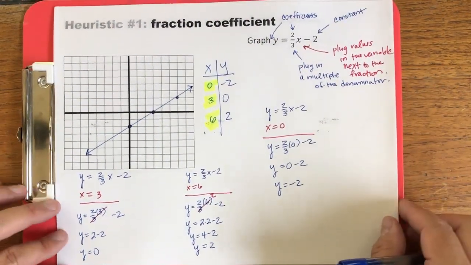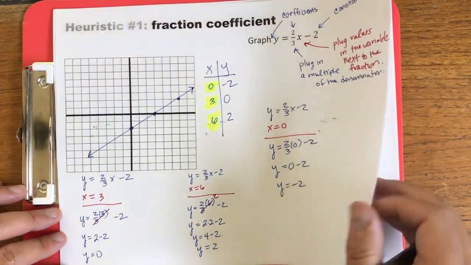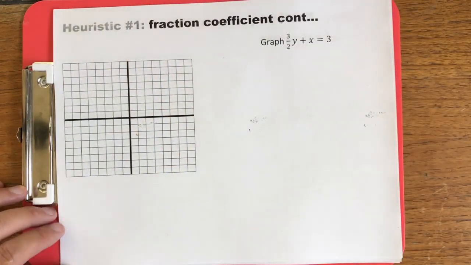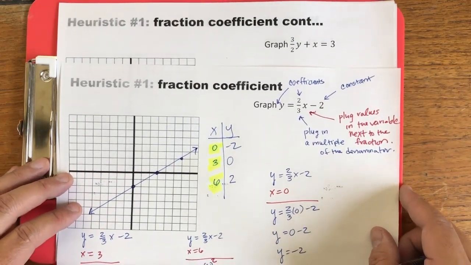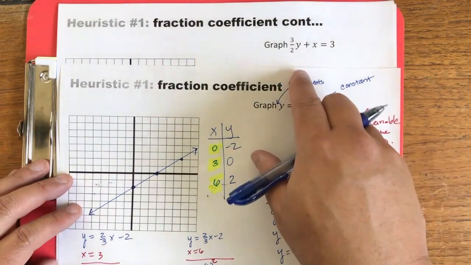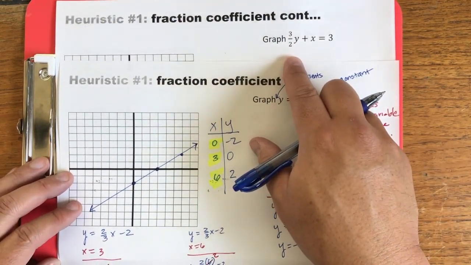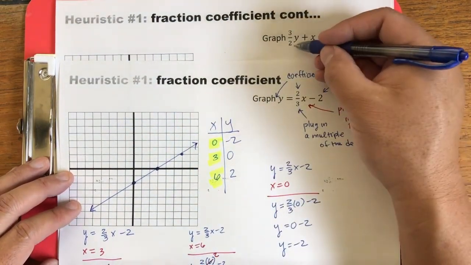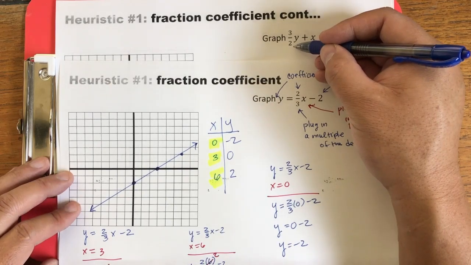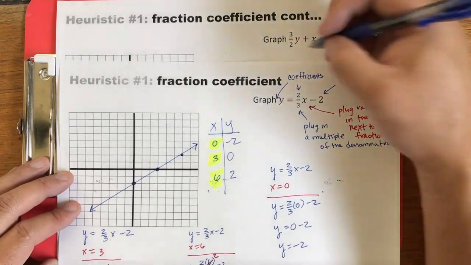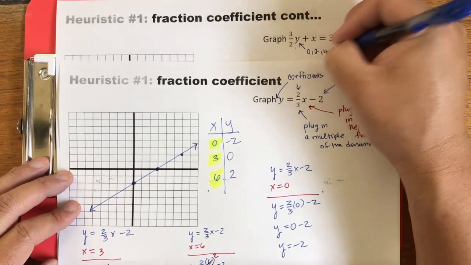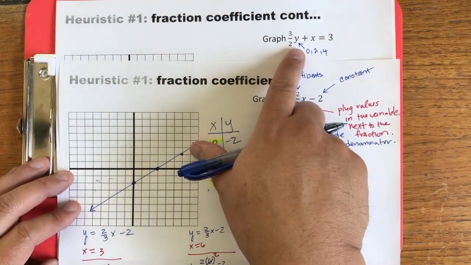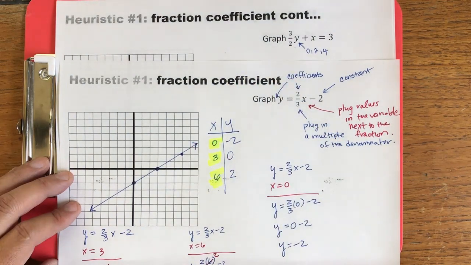Okay. Now, let's try this heuristic again. Now, this problem is different from our previous problem if you look at the denominator. Okay? The denominator over here is 2. So we're going to enter 0, 2, and 4 into the y, which is the variable that is next to the fraction.